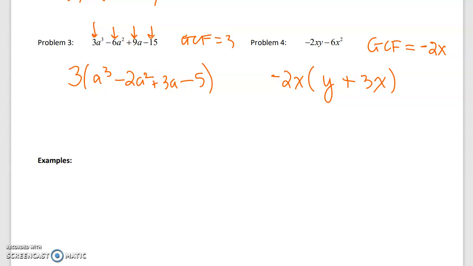I'm going to show you how to check this one again. To check it, we just distribute. So think of this. Negative 2x times y is negative 2xy. Negative 2 times 3 is negative 6. X times x is x squared. And there we have it. The same binomial that we started with.